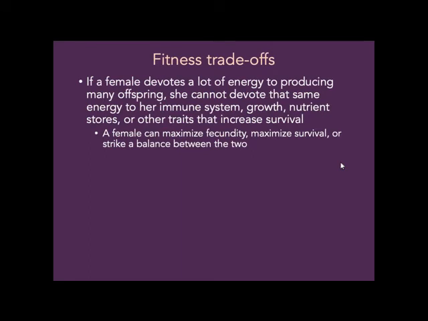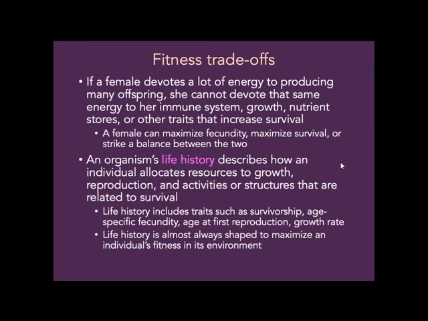If you have a female and she puts all of her energy into making lots and lots of offspring, she is not going to have the same amount of energy left over to maintain her body, like her immune system, or nutrient stores, or to grow, or other things that are going to increase her survival. So there is a balance that the female needs to make between maximizing fecundity and maximizing survival so that she can have the most babies in her lifetime. An individual's life history describes how they allocate resources to growth, reproduction, and other activities they need for survival. I'll show you some examples of that in a minute.